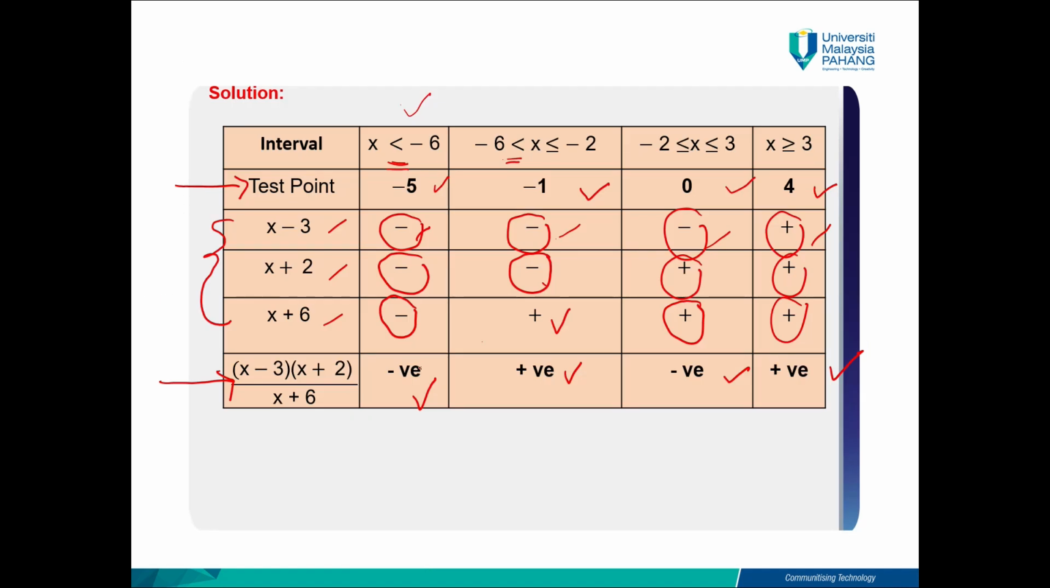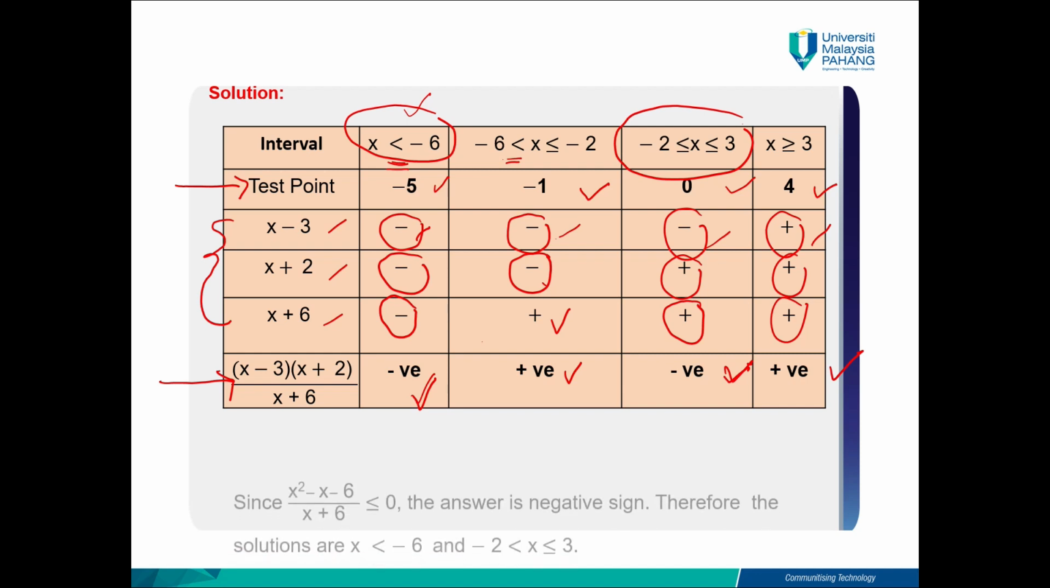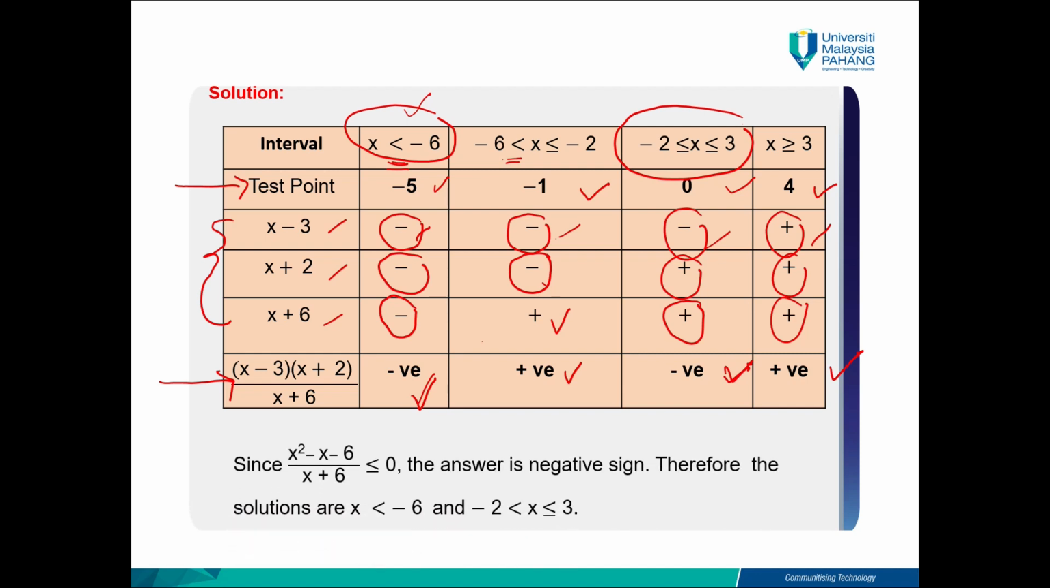So the negative answers are this one and this one, resulting in this interval and this interval. So the answer is x less than minus 6 and x between minus 2 until 3. Alright, so these are the solutions.